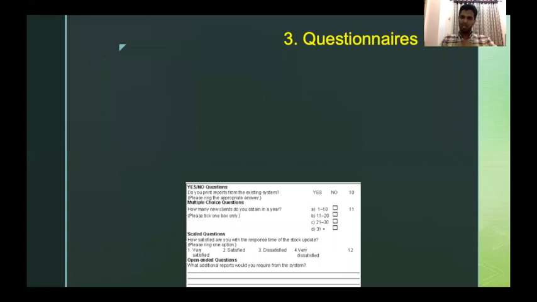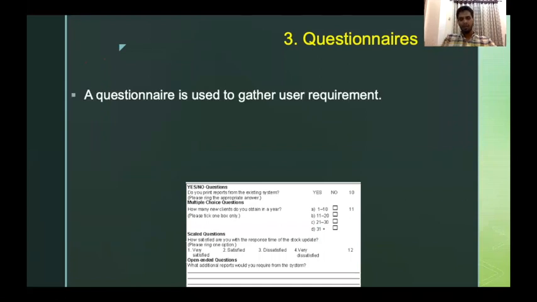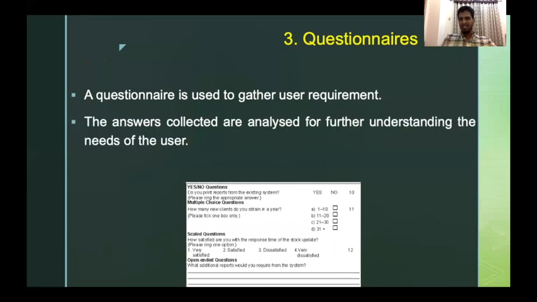Understood? So this is my questionnaire. Okay, so see the question paper, yes or no questions. So simply tick. And அவங்க எழுத மாட்டாங்க. The boss, the big people, they are lazy to write, they are not willing to write the exam paper. See the exam paper. So a questionnaire is used to gather the user requirements. The answers collected are analyzed further to understand the needs of the user.